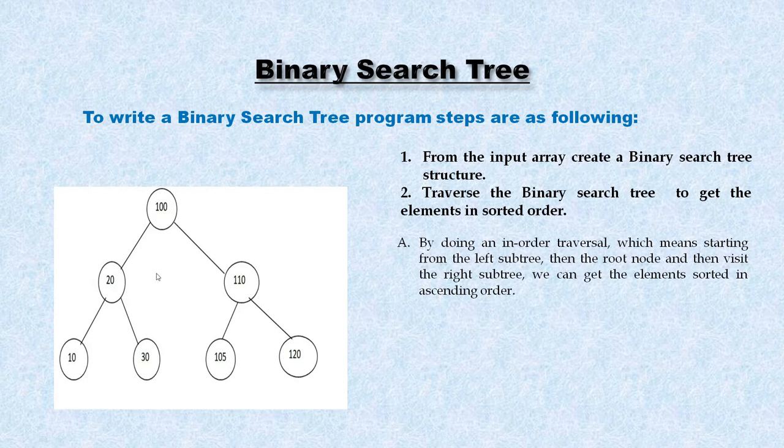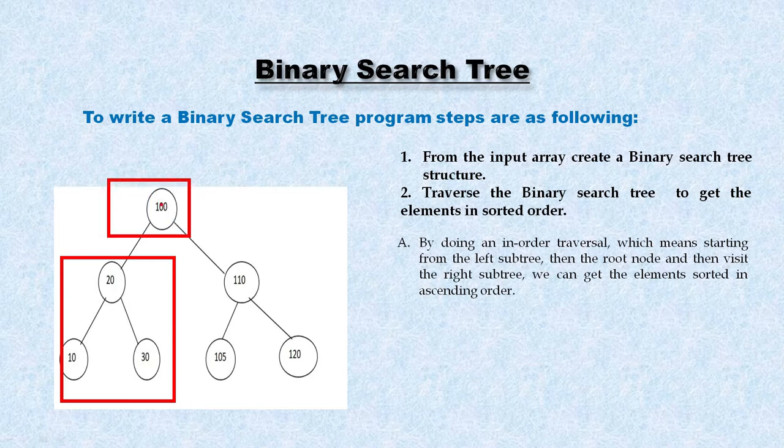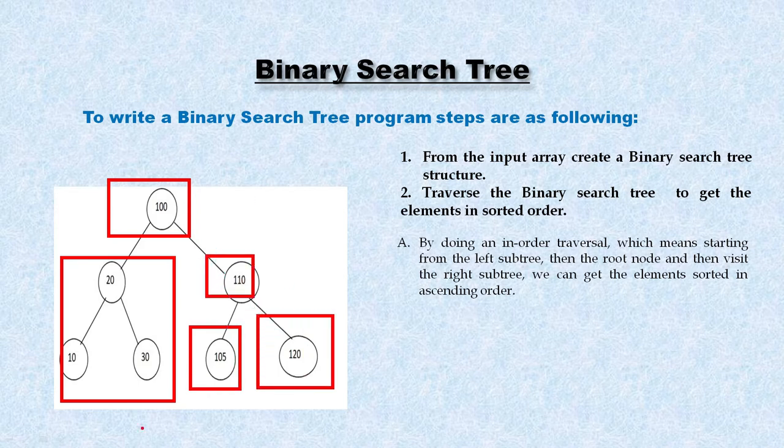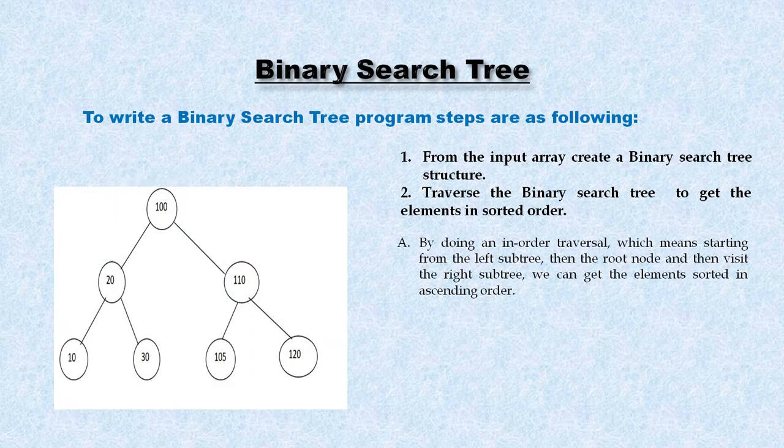In a binary search tree, in-order means first you have to visit the left subtree. In the left subtree, the leftmost item is 10, then 20, then 30. Then you visit the root node, 100. Then you go to the right node, where the left of the right node is 105, then 110, then 120. In that way we get the entire tree in sorted order.